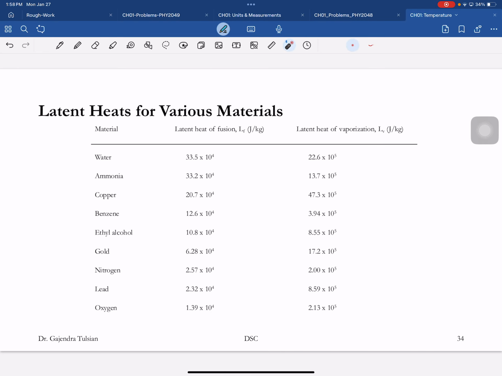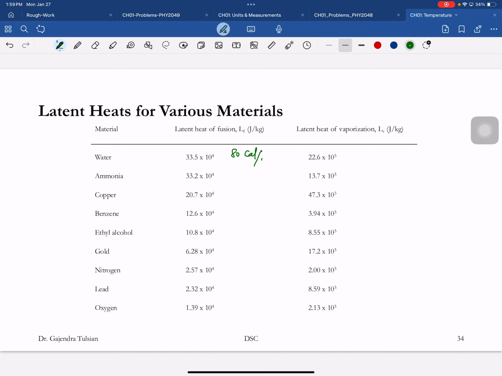Again, whenever you see a table for something, that means it's a very important thing, and somebody's gone to the trouble to make tables for this. Here are various materials. Latent heat of fusion is when you go from solid to liquid phase, and this tells you how much heat you need to melt 1 kg of ice. 1 kg is 2.2 pounds of ice. Latent heat of vaporization is how much heat you need per kg to vaporize water. These are extremely important numbers.